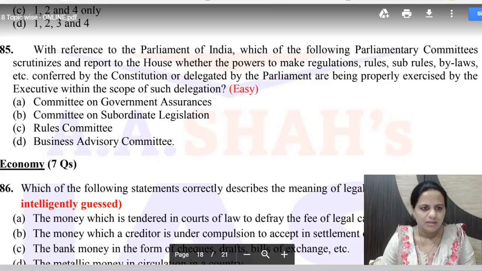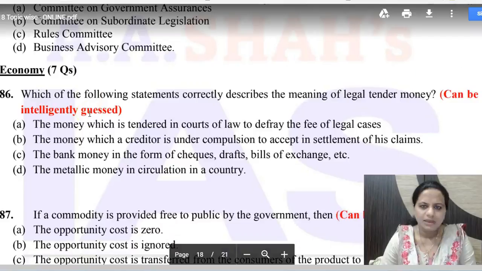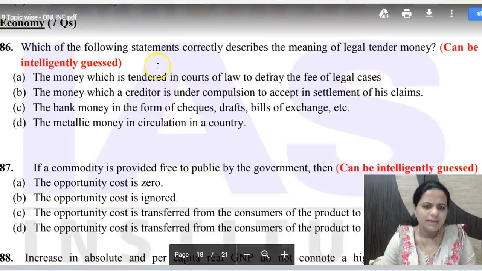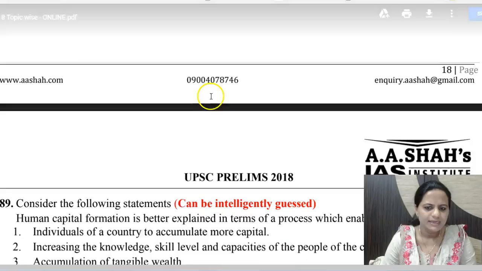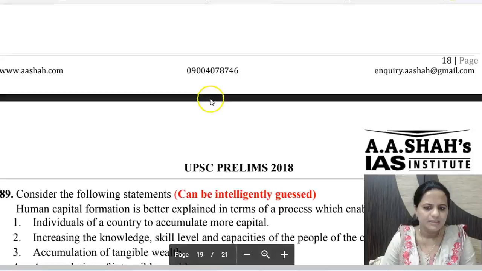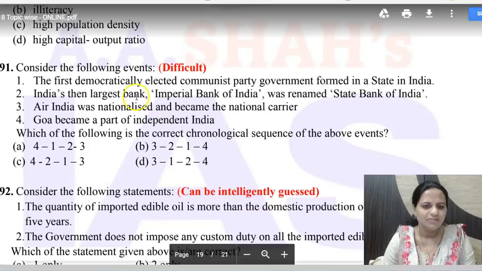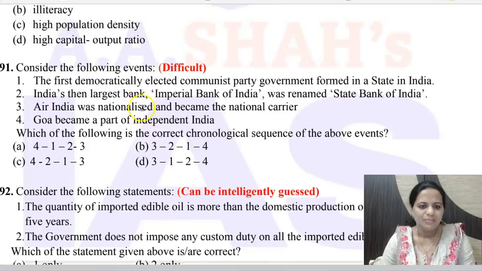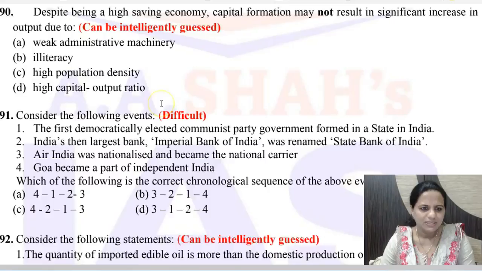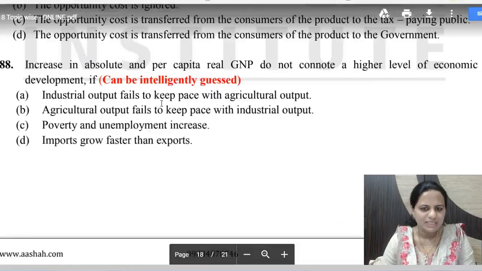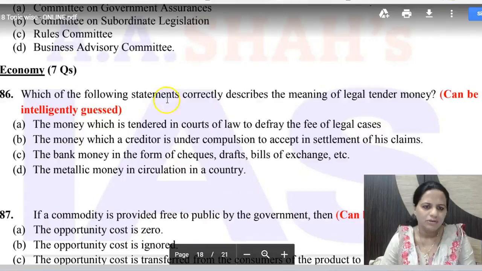Then next is the economy section. There are seven questions in economy. Out of these, many are analytical, so they are intelligent guesswork. So 86, 87, 88, 89, 90 are intelligent guesswork, including 91. Only one difficult question is there, because again, this is regarding chronology, events in economy. So this is one difficult question. Otherwise, by intelligent guesswork, you can attempt all economy questions, the static part.